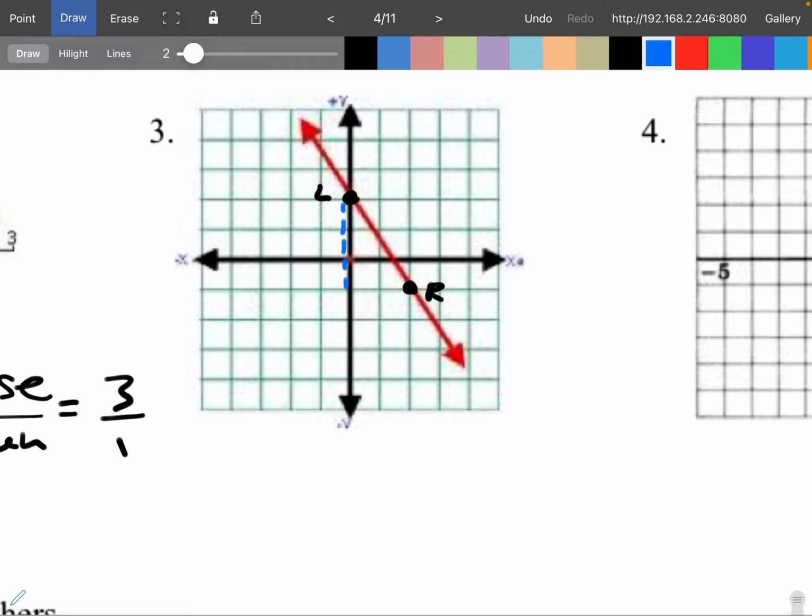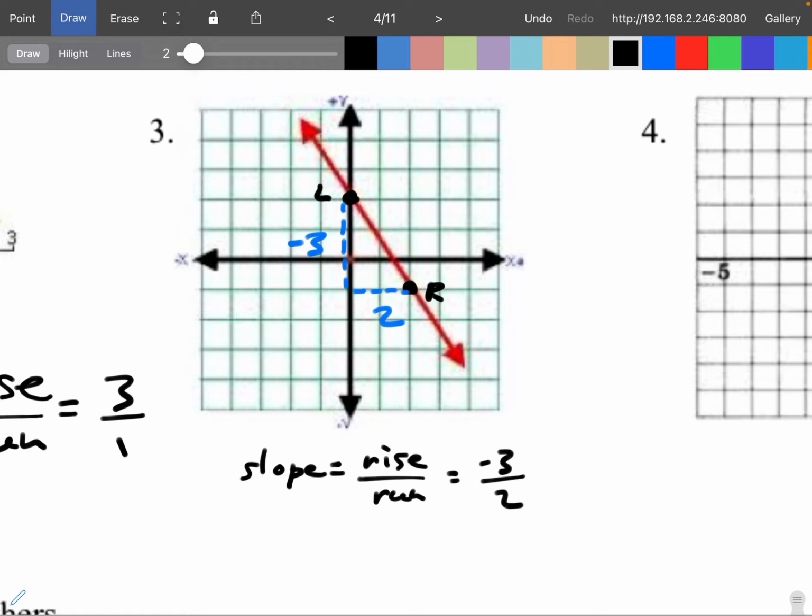So we always go from the point on the left, so I'll call that L, to the point on the right. I'll call that R. So how do I get from that point on the left to the point on the right? Do I got to go up or down? Down. Yeah, I got to go down. How far did I go down? 3 spaces. So my rise is going to be a -3. And then how far do I got to go to the right? 2. That's my run. So I'm still just going to do rise over run.